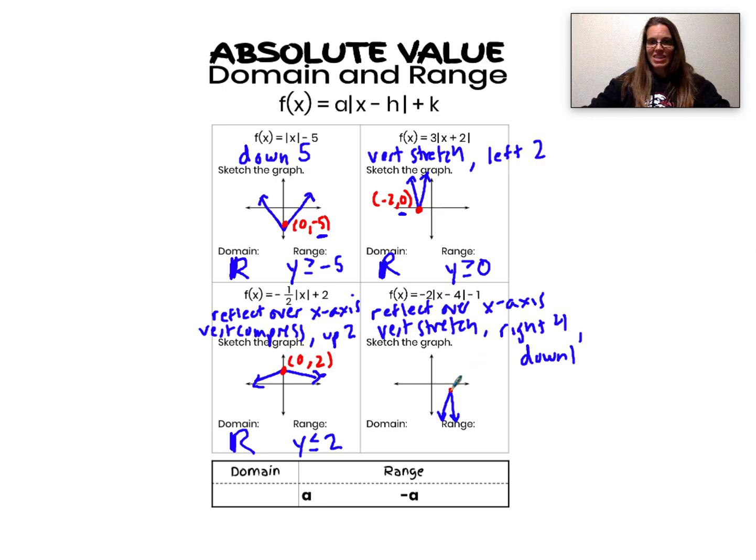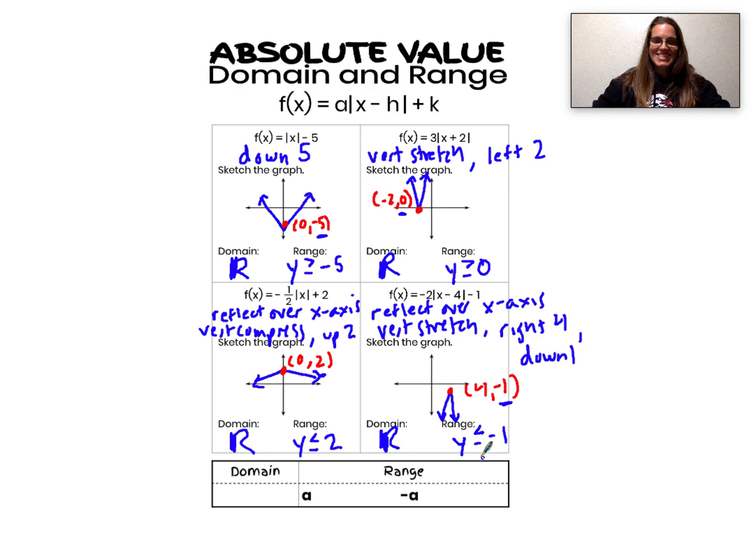What's the vertex of that guy? Well, I moved right 4, down 1. That's going to be (4, -1). Just like in my previous example, since my graph faces down, my vertex is my maximum point, my upper bound. That means the y-coordinate of my vertex represents the maximum possible y, my upper bound. Domain remains all real numbers. Range is y is less than or equal to -1.